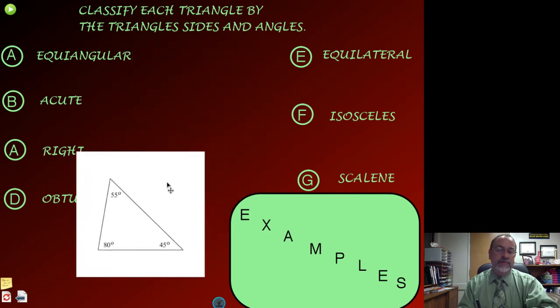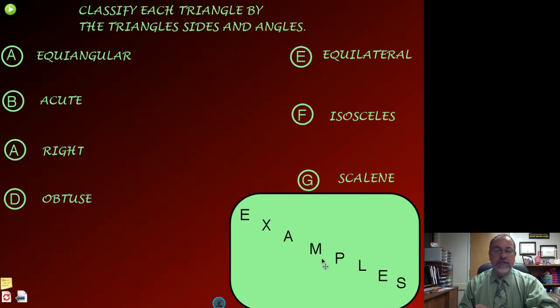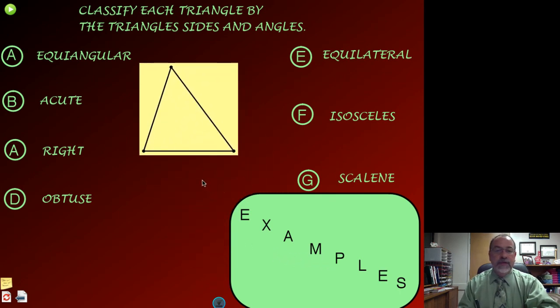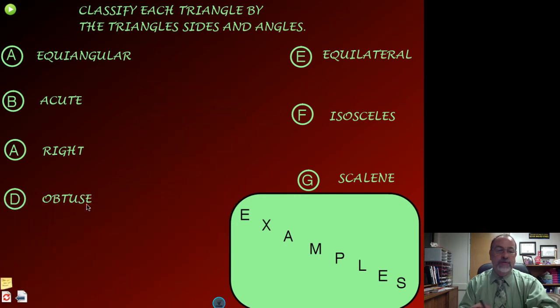Okay, I'm going to slide through the rest of these very quickly. If you want to stop the video, then you can. Now this one looks like it's acute. We don't have any measurements, so we're going to have to go by appearance, but all the angles look to be less than 90, so that would be an acute triangle.